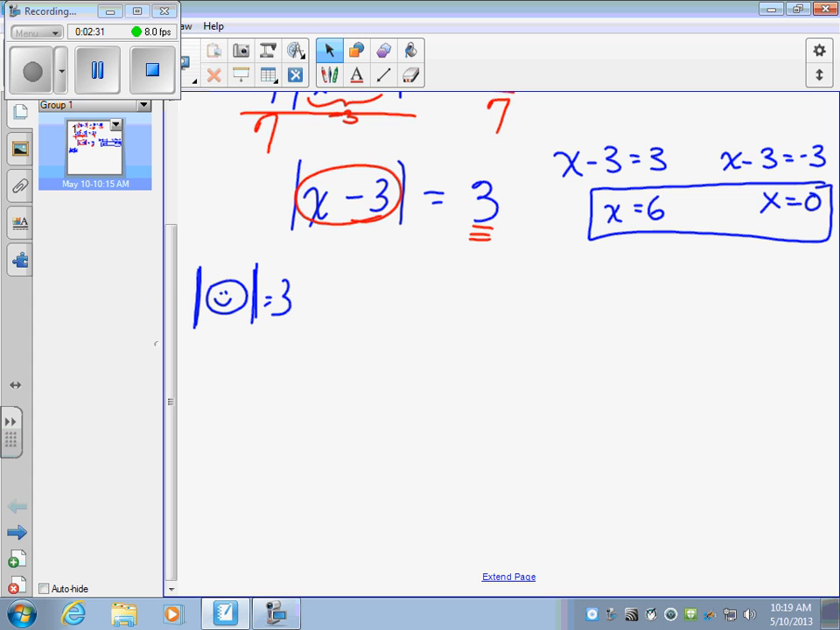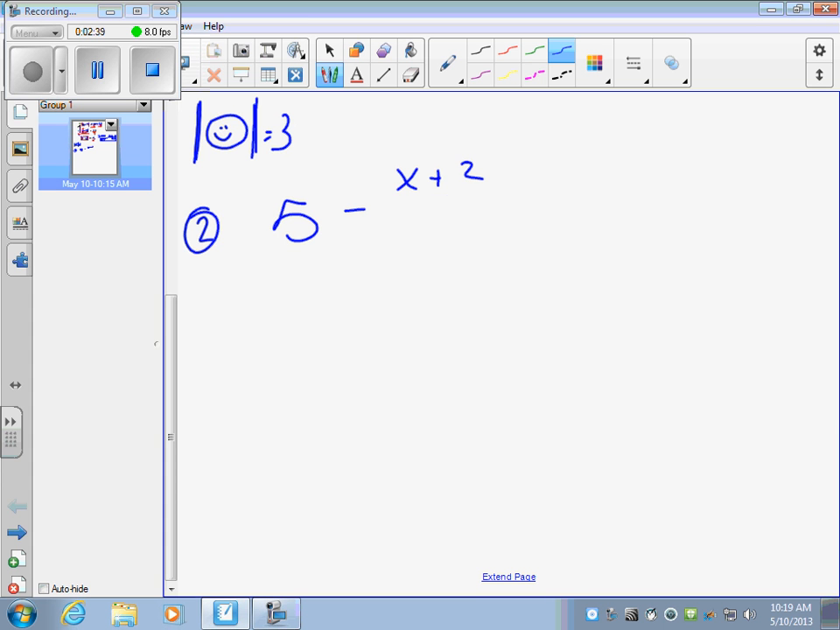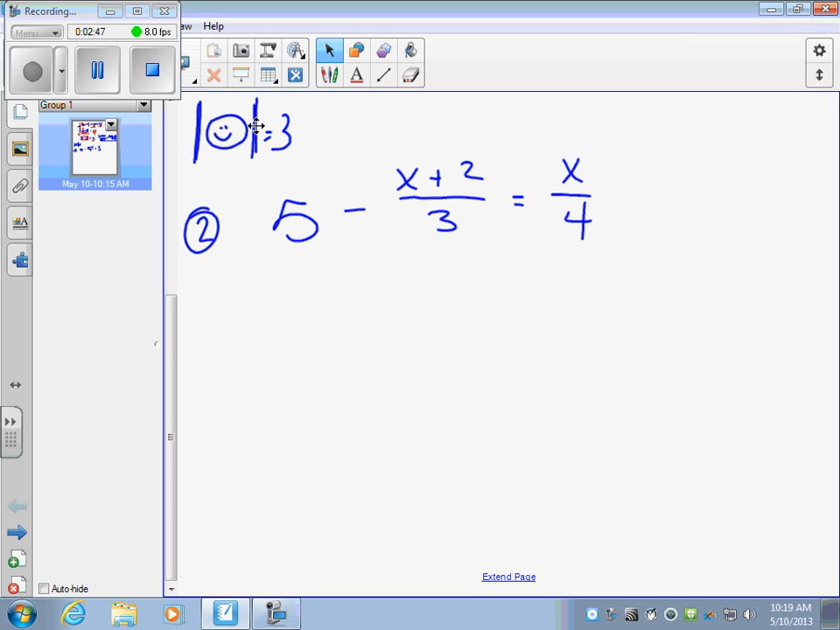Okay, the next problem that we're going to try is a fraction buster. So if I have 5 minus the quantity x plus 2, divided by 3, equals x over 4, the first thing that I see is that I could write this 5 as being 5 over 1 if I wanted to. Now they're all fractions, which kind of helps me a little bit.